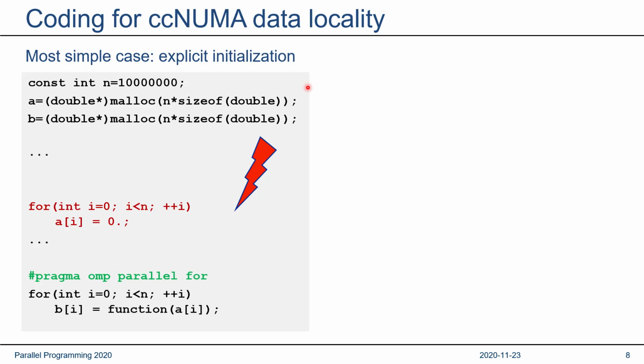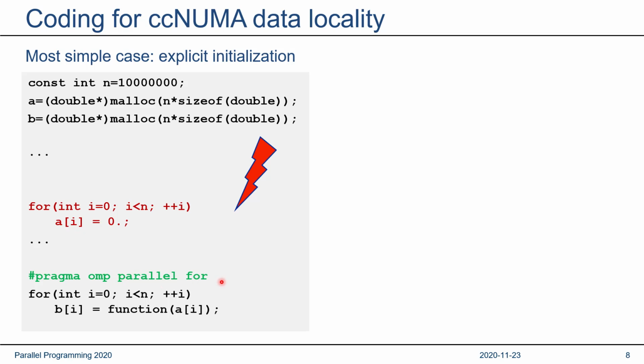In this example, we have a simple case of explicit initialization. This could again be an excerpt from a real code. We have a large number of elements, 10 million here. We're allocating two arrays A and B using malloc. And you know that it's actually the init code where the mapping of physical to logical memory takes place. In this case, we have a sequential loop initializing all elements of A to 0.